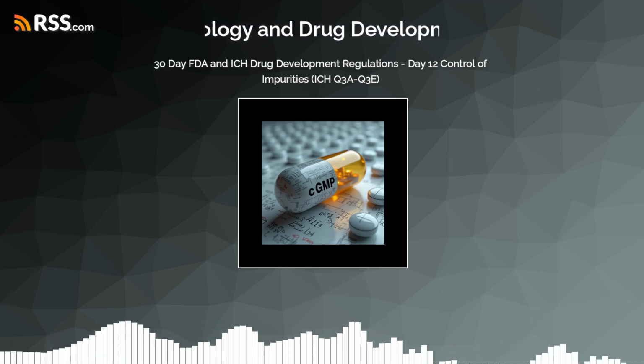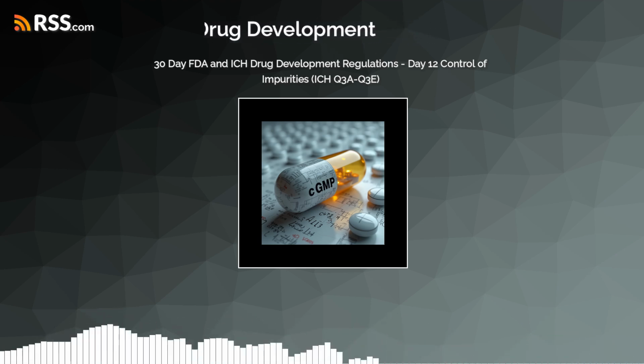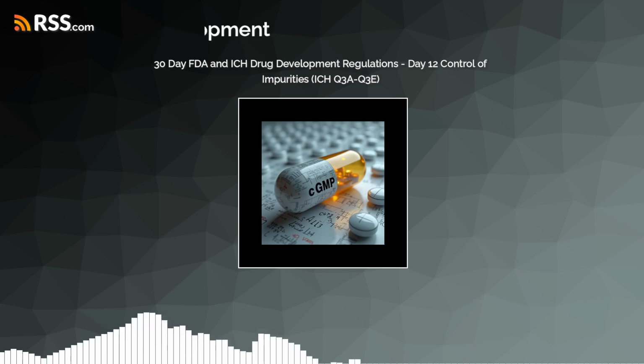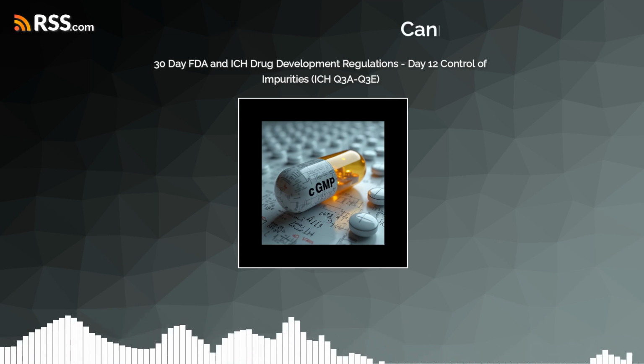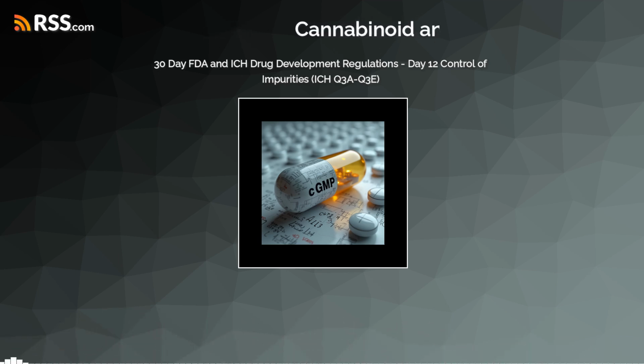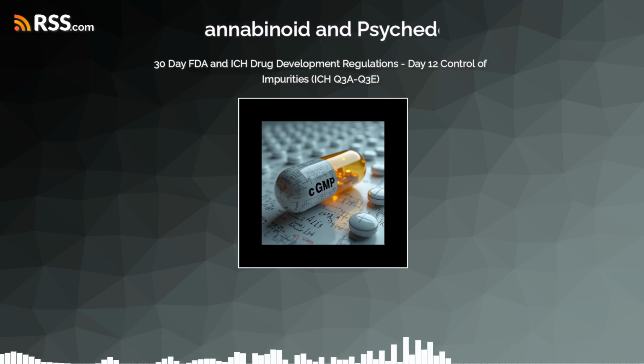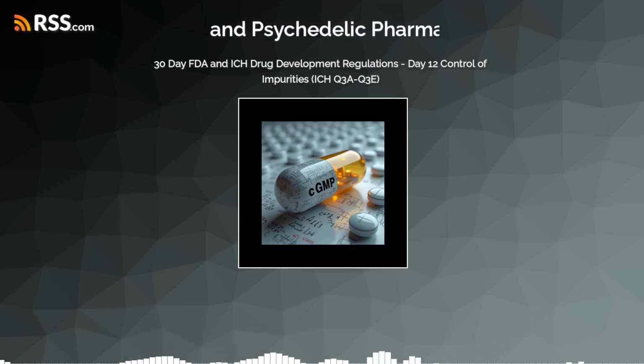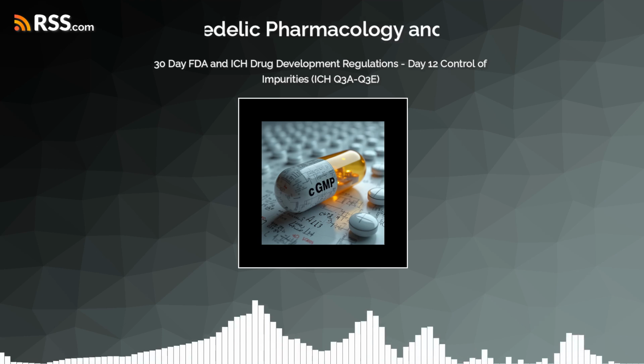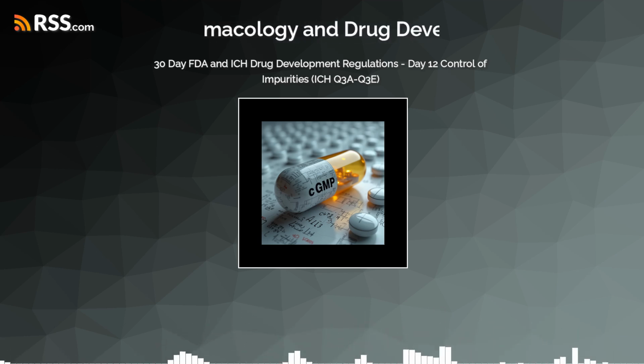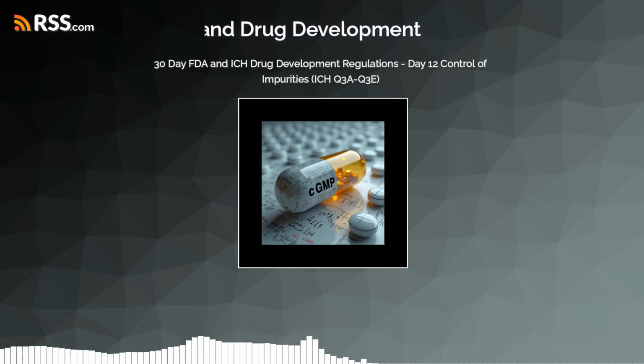Now, what happens if a company has to make changes to the way they manufacture a drug? Like to make it more efficient or maybe address a problem? Good question. That's where change management comes into play. Another key part of impurity control. Any change, even a small one, has the potential to affect the final product, including its impurity profile.